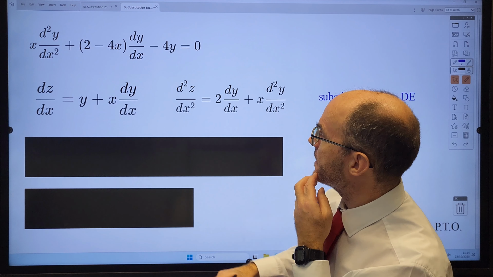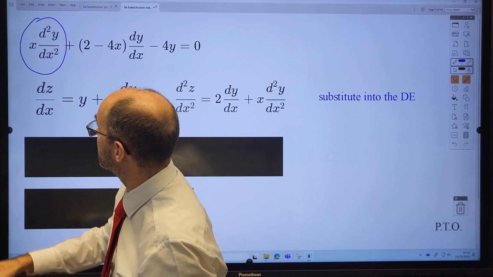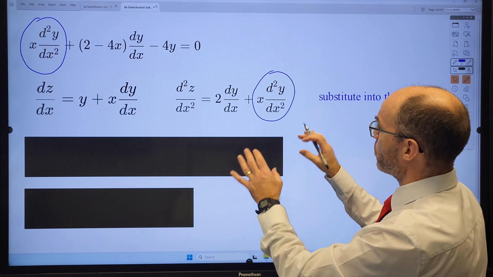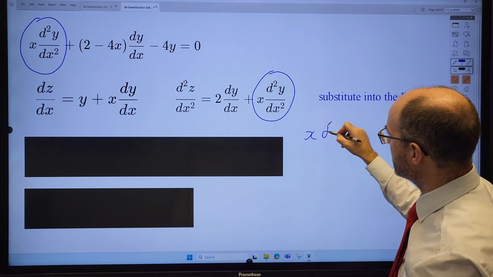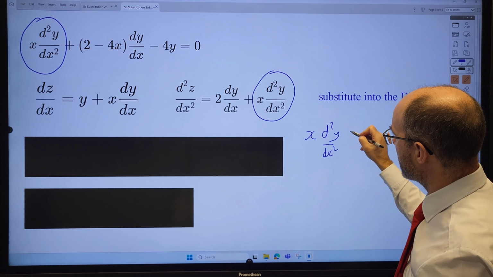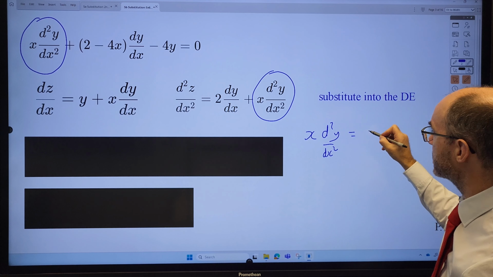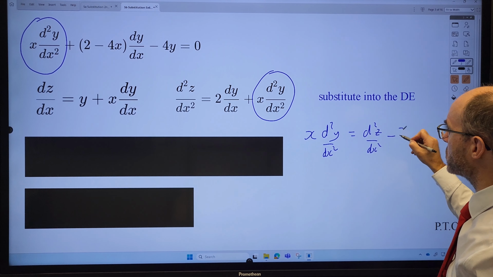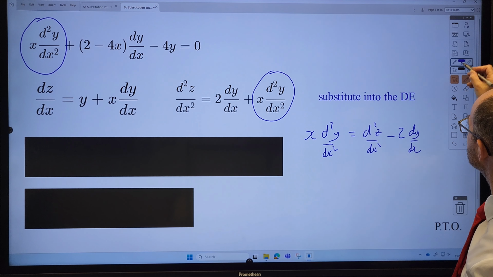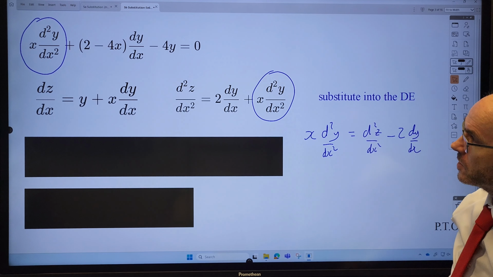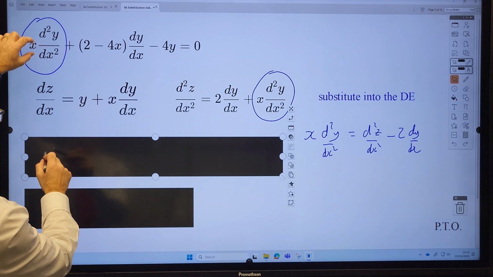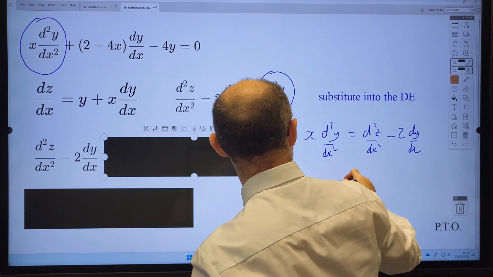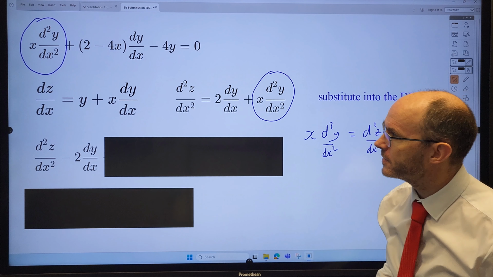So I'm seeing that this term here, x d²y/dx², is the same as that. So the simplest way is for this bit, if I just rewrite x d²y/dx² and write that as the subject, so that will be d²z/dx², bring that over, subtract 2 dy/dx. So that's just my simplest way of doing that one, okay? So the first bit is, I'm just going to do that. So you see here, I'm just replacing that with, as I said, d²z/dx² minus 2 dy/dx.